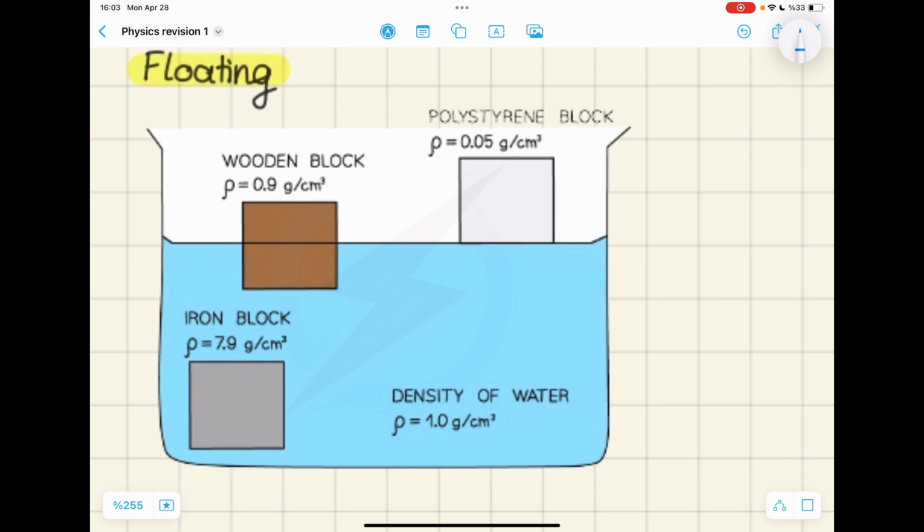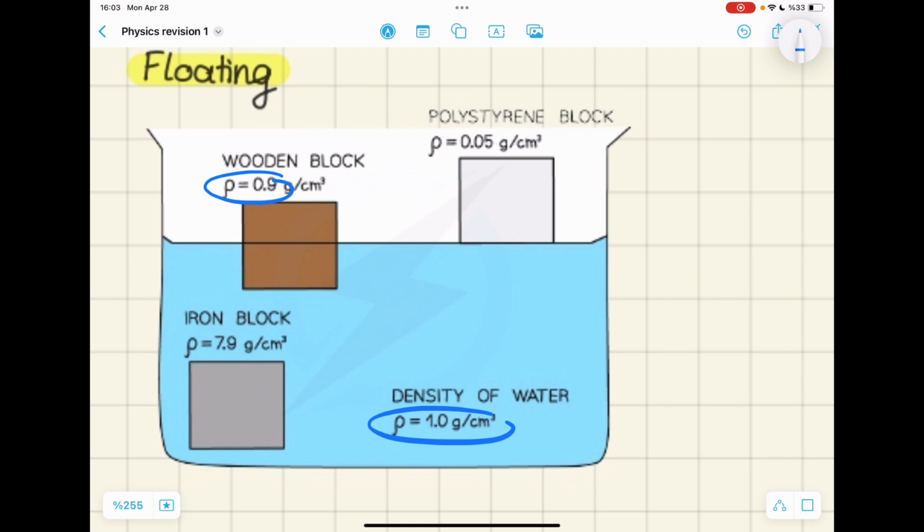And you see, for wood it is interesting because it's partly submerged. And since it's partly submerged, it has a density which is less than the density of water. Maybe you would expect it to float completely, but it's not that far away. Whereas the density of polystyrene is way below that of water, so that's why it's completely above. Whereas the iron block is completely submerged on the ground.